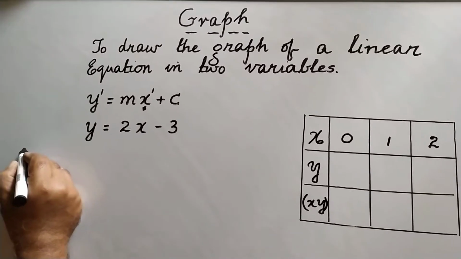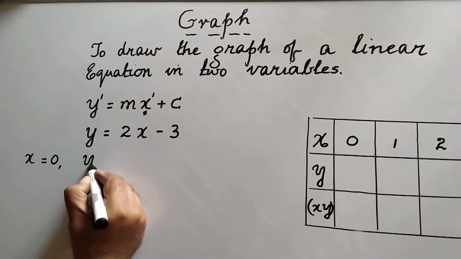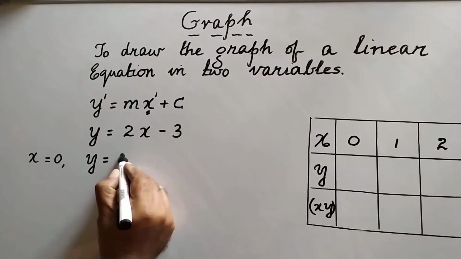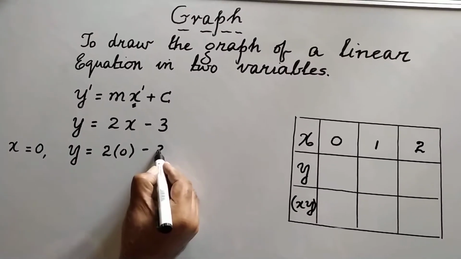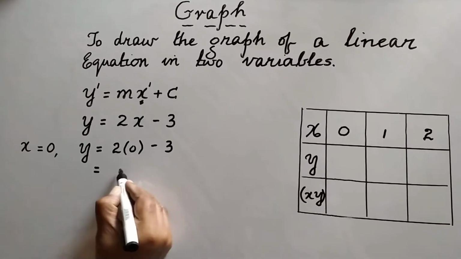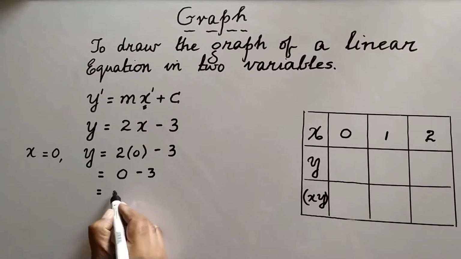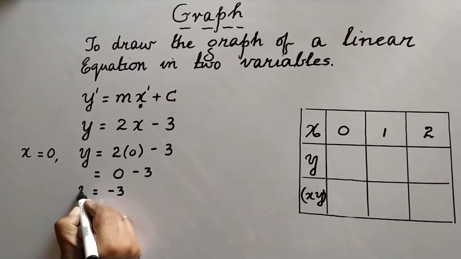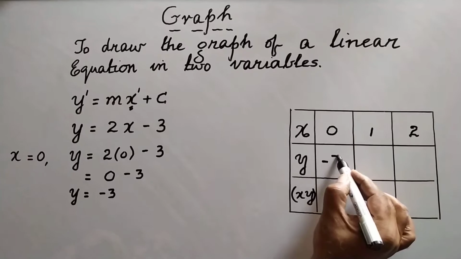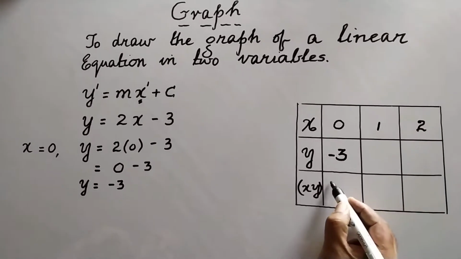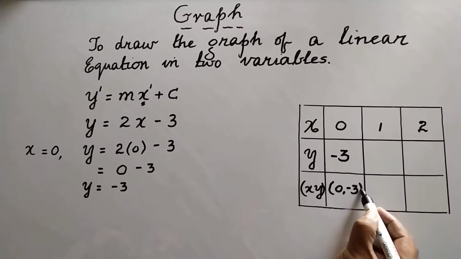Now, if x is equal to 0, the value of y is equal to 2 into, instead of x I'll write 0, minus 3. That is equal to 2 into 0 is 0, minus 3. 0 minus 3 is equal to minus 3. Therefore, when x is equal to 0, the value of y will be minus 3. So the ordered pair x, y will be (0, -3).